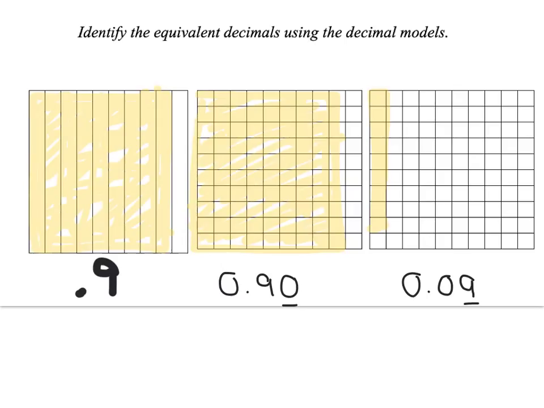Now of the three models, we need to determine which models are equivalent. And the first two models are our equivalent decimals here. And so we find that they are equal.